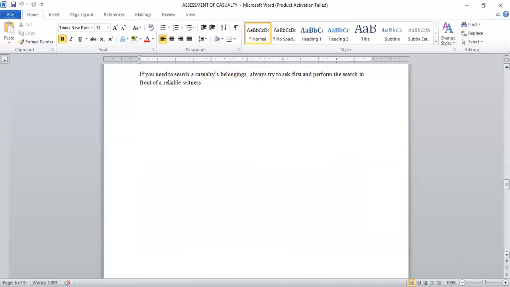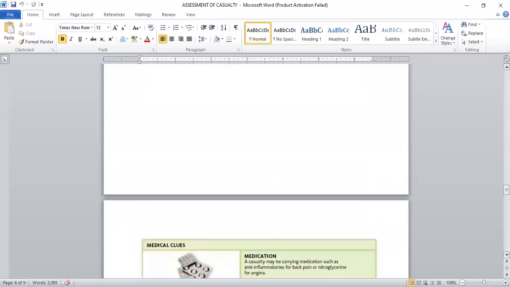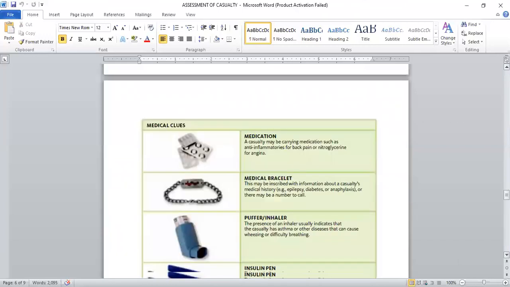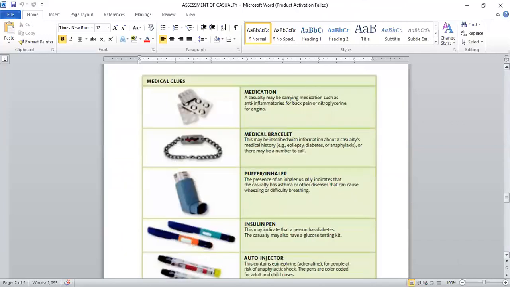So those are the two methods of assessment. These are just the medical clues that can help you with the diagrams. I'm hoping you can see the diagram. Here we have the medications, so you can identify such things.